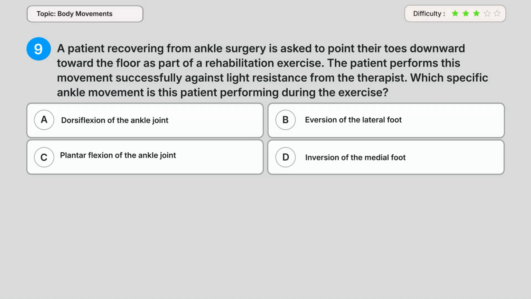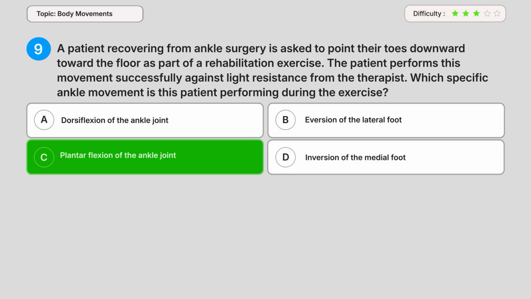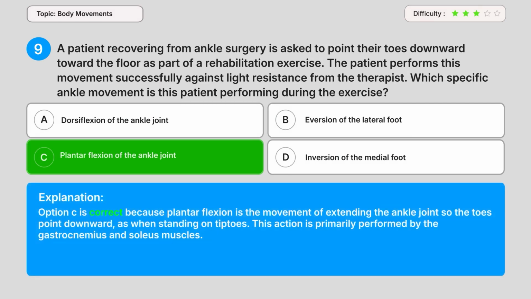Correct answer, C. Plantar flexion of the ankle joint. Explanation. Option C is correct because plantar flexion is the movement of extending the ankle joint so the toes point downward, as when standing on tiptoes. This action is primarily performed by the gastrocnemius and soleus muscles.